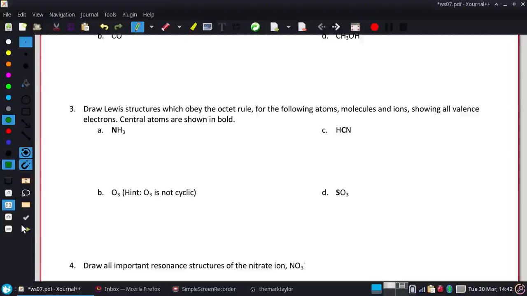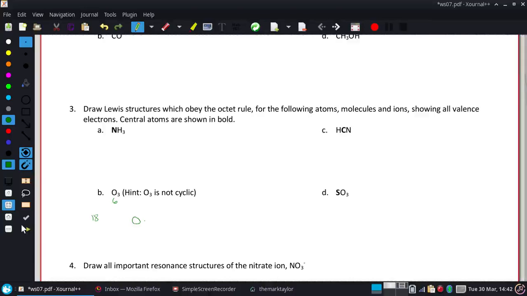Okay, we're looking at number 3 and question number B. It wants us to do our Lewis structure, but we are going to be breaking the octet rule. So I have 3 oxygens. Each oxygen has 6 valence electrons, so this is going to have 18 valence electrons altogether.